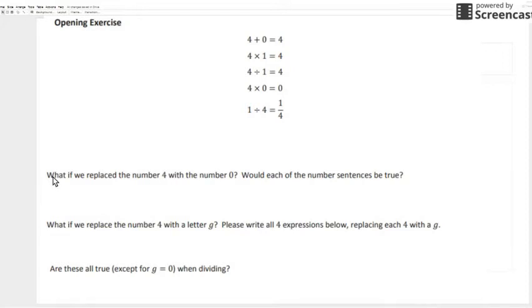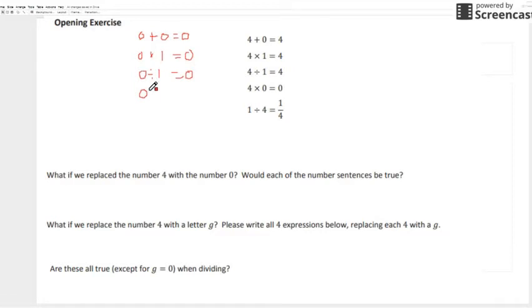What if we changed it? What if we replace the 4 now with 0? So what if we go ahead and replace all the 4s with 0? Will this change our statement? Well, if I went 0 plus 0, does that equal 0? Yeah, that's true. That works. 0 times 1, does that equal 0? And the answer is yes, that's true as well. 0 divided by 1 still equals 0. So far, everything's the same.